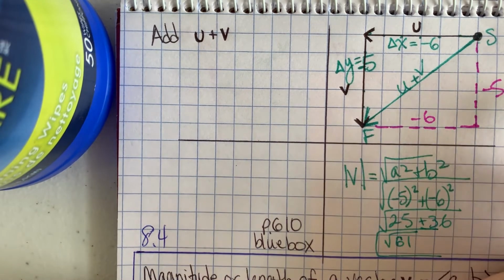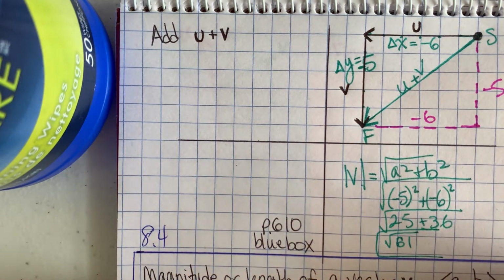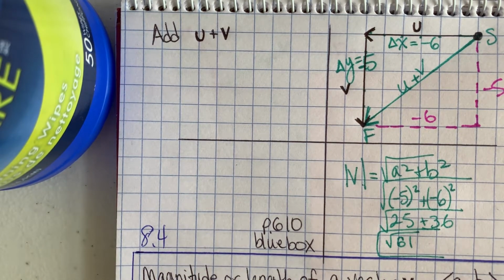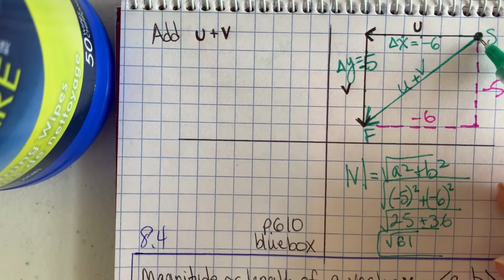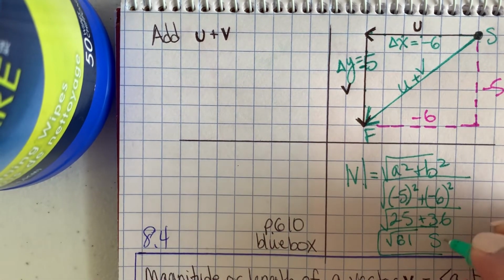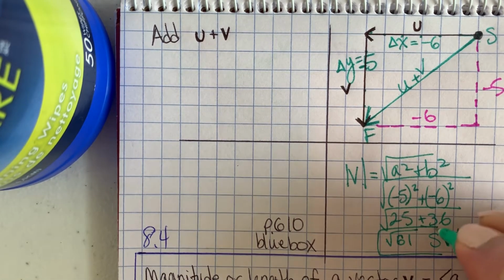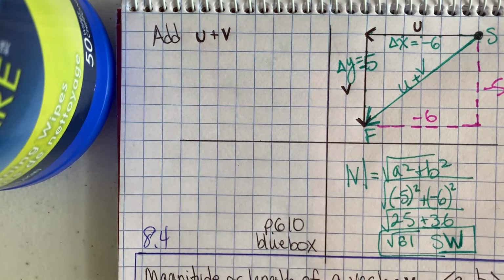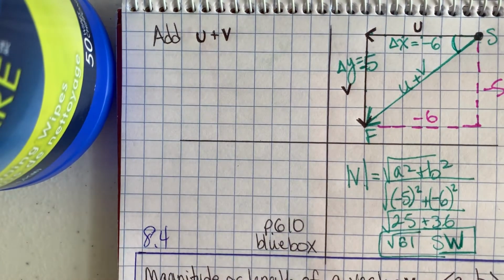And we also need the direction. And this is not 45 degrees anymore. Let's just say southwest for now. We'll come back to this and get the angle there for theta.